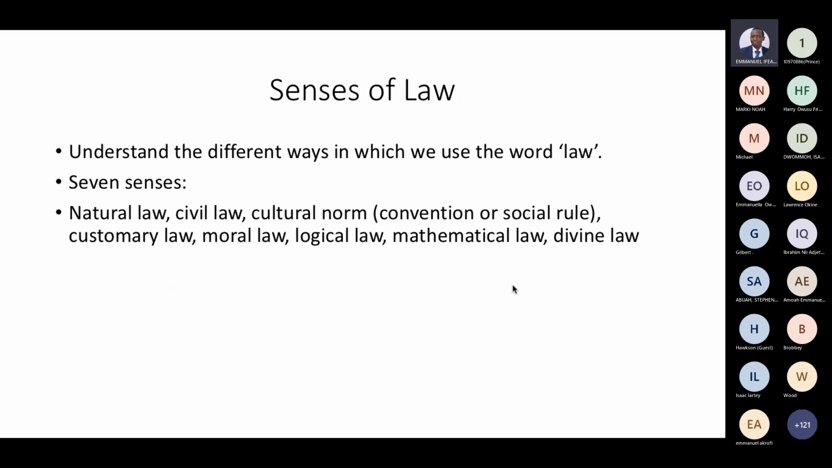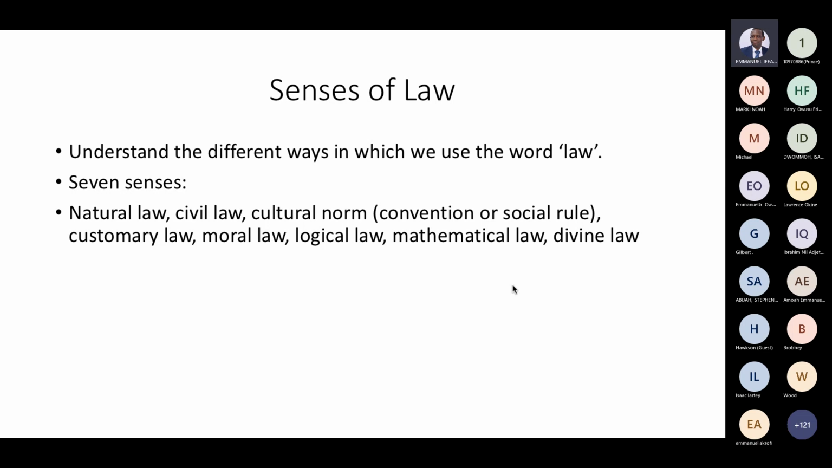All right, so now let's look at senses of law. We need to understand the different ways in which we use the word law. This is something we just want to glance over before we start looking at arguments. Now, law is so large that there's no way you can define law. You can only define different types of law. So we have 7 senses: natural law, civil law, cultural norm, customary law, moral law, logical, mathematical, and divine law.